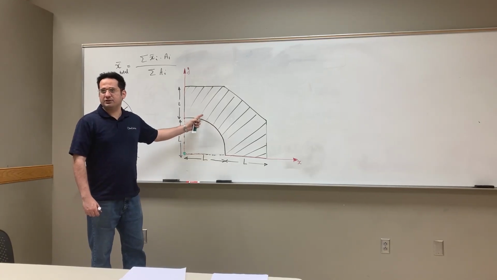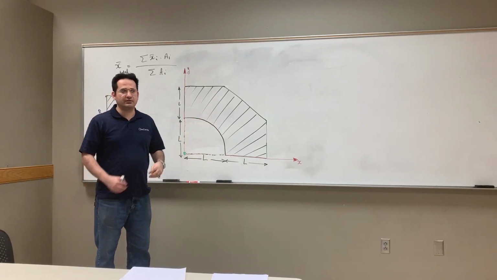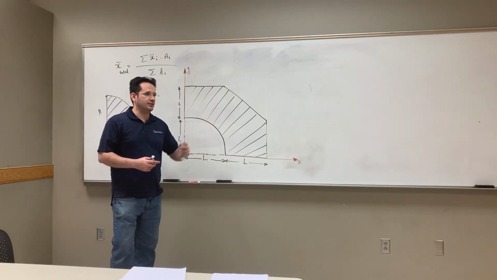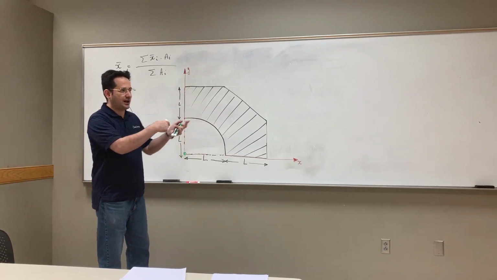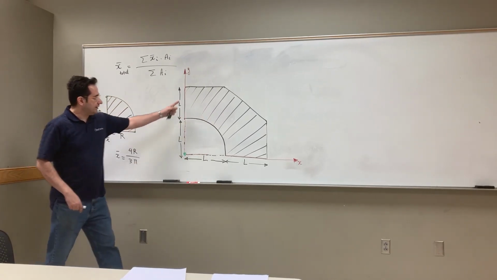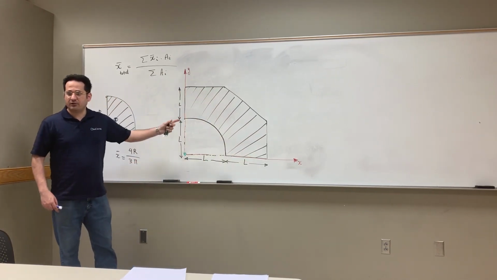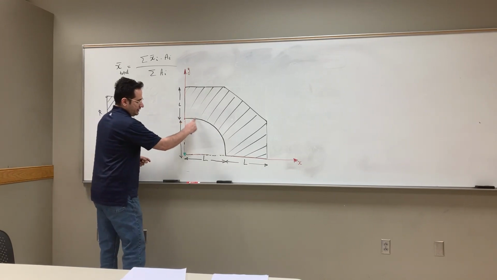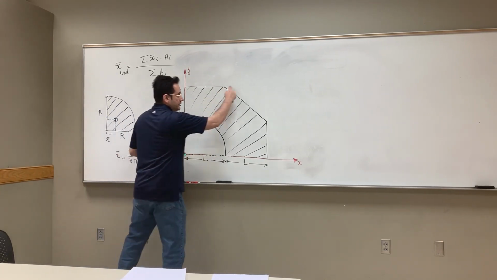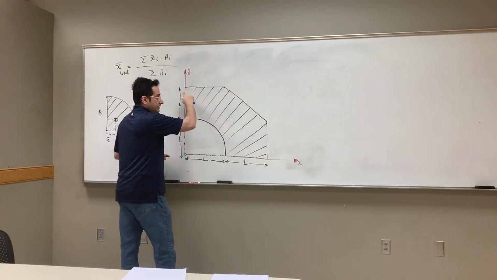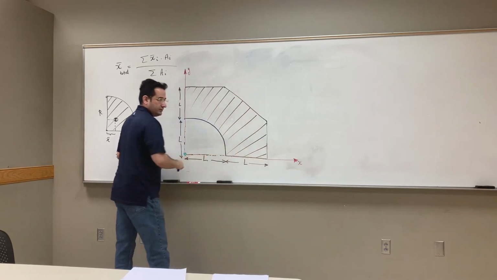If you have a basic shape like a triangle, rectangle, or circle, you just go to the table, and the formula is right there. Just grab it and compute it, right? But we don't have a formula for this complicated shape. But look, this shape is composed of a quarter of a circle, a triangle, and a full solid rectangle.